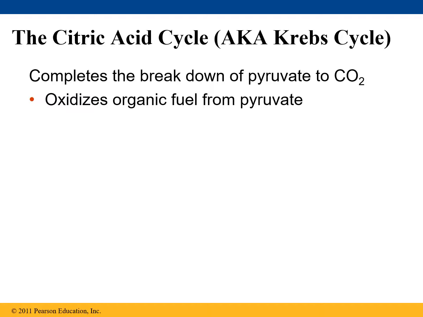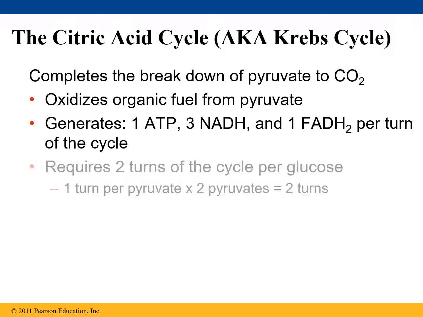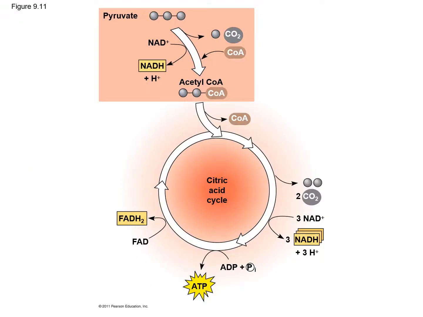So for this to happen, we have to oxidize the organic fuels from pyruvate. This entire overall process is going to end up creating 1 ATP, 3 NADHs, and 1 FADH2 per turn of the cycle. It takes 2 turns of that cycle to make 1 glucose molecule get completely oxidized. And we're getting that because it takes 1 turn to oxidize a pyruvate, and there are 2 pyruvates that were formed during glycolysis. This process also regenerates the starting materials. So you'll see that term acetate.